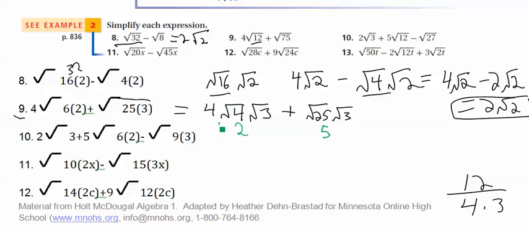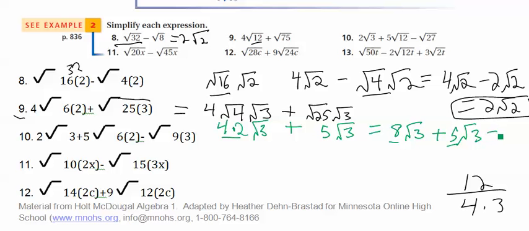So now we have 4 times 2 times the square root of 3 plus 5 times the square root of 3. And that simplifies. 4 times 2 is 8 times the square root of 3 plus 5 square root of 3. And those are like radicals, so we can add the numbers in front and get 13 square roots of 3.